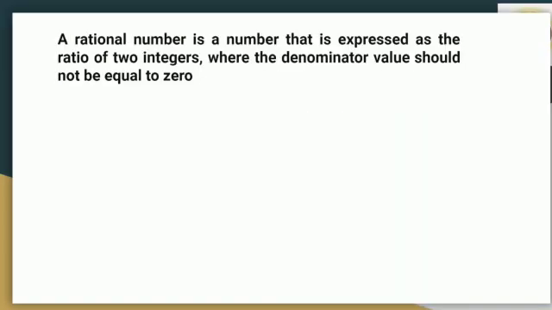Now let us learn about rational numbers. A rational number is a number that is expressed as the ratio of two integers, where the denominator value should not be equal to 0.